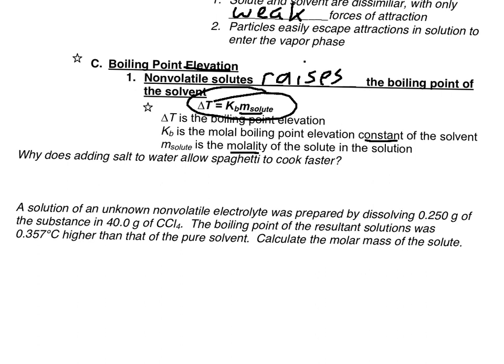So why does adding salt to water allow spaghetti to cook faster? A lot of people will say, well, it makes the water boil faster. Not really. It actually makes it take longer to start boiling, but when it starts boiling, it's boiling at a much higher temperature. So instead of boiling at 100 degrees, it's boiling at 105 degrees or 110 degrees. And the spaghetti will cook faster if it's being boiled at a much higher temperature.